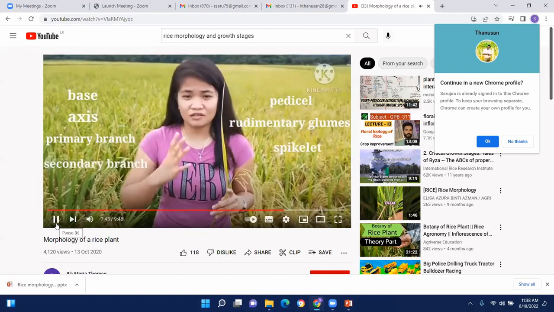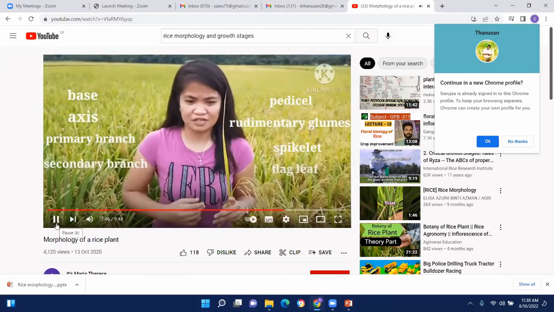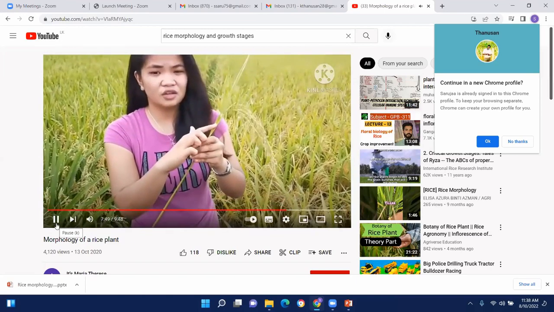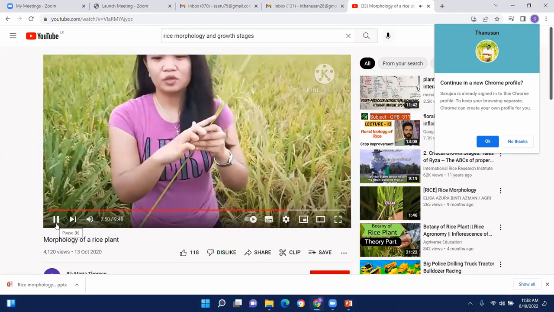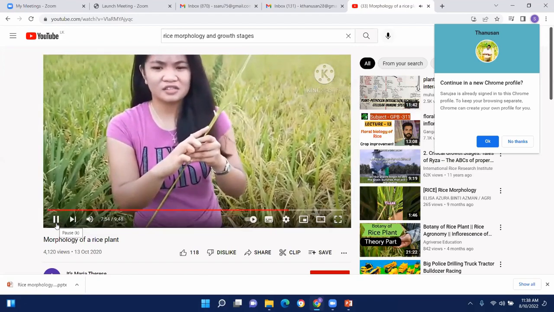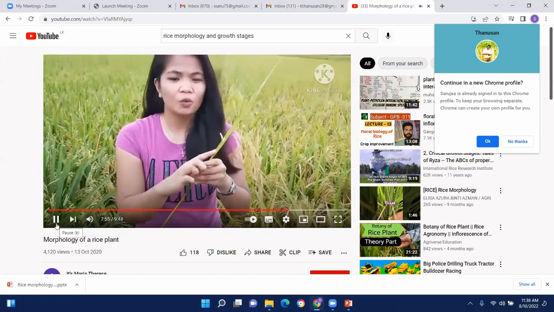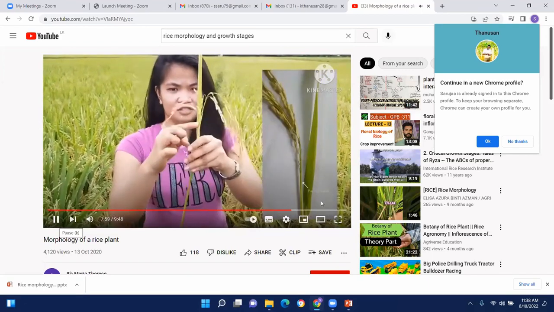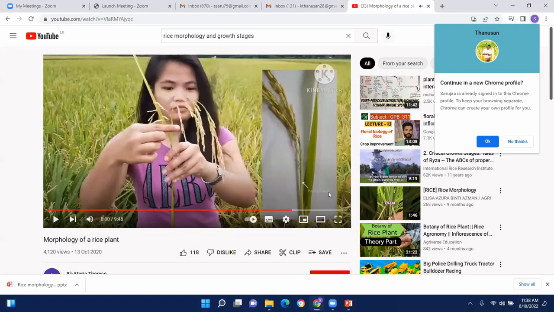Also the flag leaf. On this part is the nearly solid node between the uppermost internode of the culm and the axis of the panicle, which we call the panicle base. Can you see? This is called the panicle.